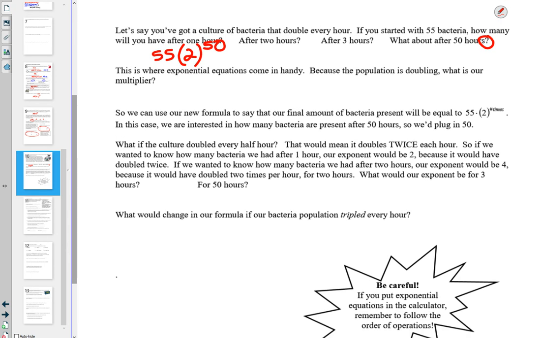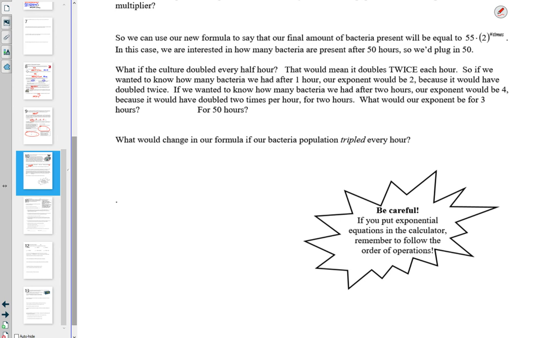This is where exponential equations come in handy because the population is doubling. What is our multiplier? We just said that. What's the multiplier if we're doubling? 2. So now we can use our new formula. We knew that already, 50 hours. Okay, we just finished doing that.